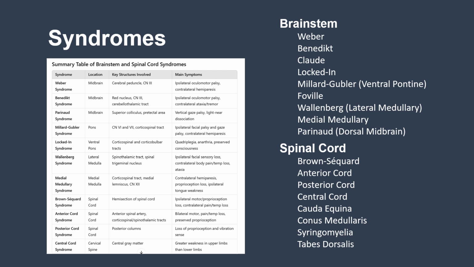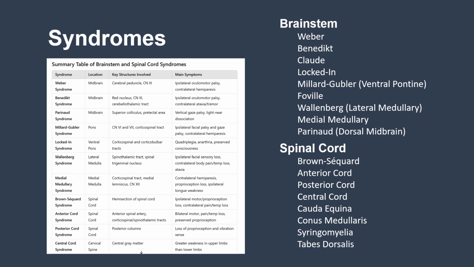Anterior cord syndrome affects the anterior portion of the spinal cord, leading to loss of motor function and pain, temperature sensation, but sparing proprioception. Posterior cord syndrome is characterized by a loss of proprioception and vibration sense due to posterior column involvement, while motor and pain temperature functions are preserved. Central cord syndrome commonly affects the cervical spine, causing greater motor weakness in the upper limbs than the lower limbs.